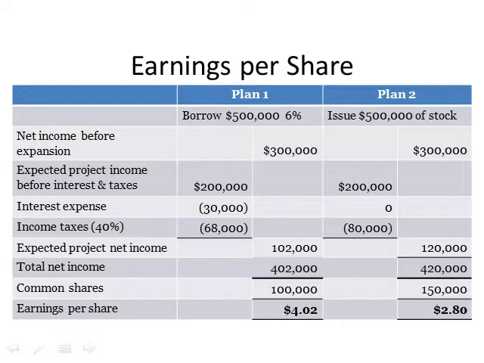Suppose a company needs $500,000 for expansion. Assume it has net income of $300,000 and 100,000 shares of common stock outstanding. Management is considering two financing plans. Plan 1 is to issue $500,000 of 6% bonds payable, and Plan 2 is to issue 50,000 shares of common stock for $500,000. Management believes the new cash can be invested in operations to earn income of $200,000 before interest and taxes. This table shows the earnings per share advantage of borrowing.